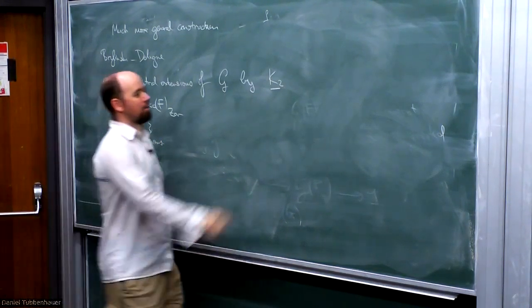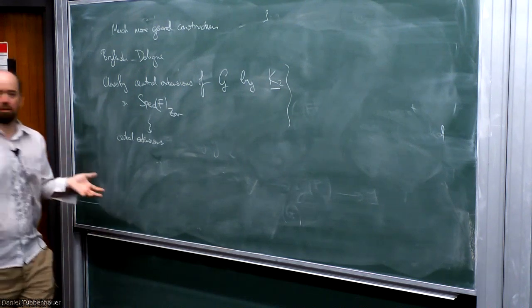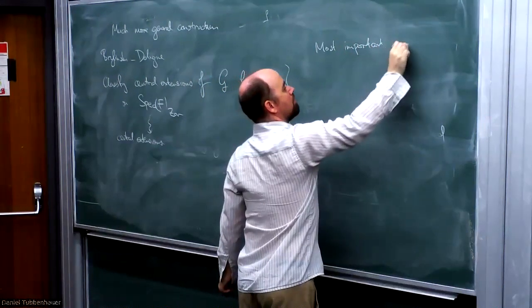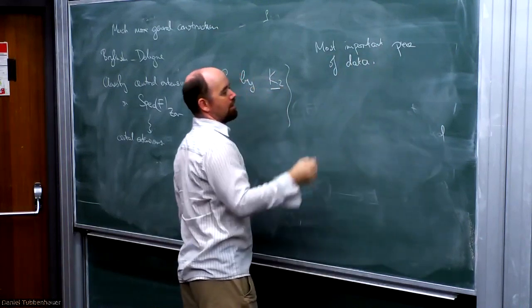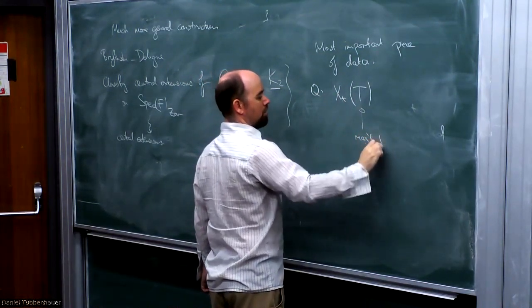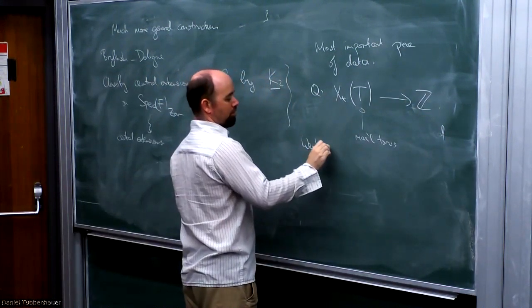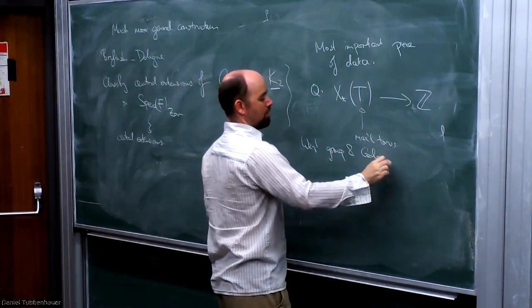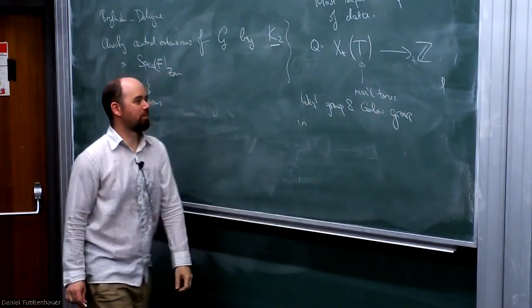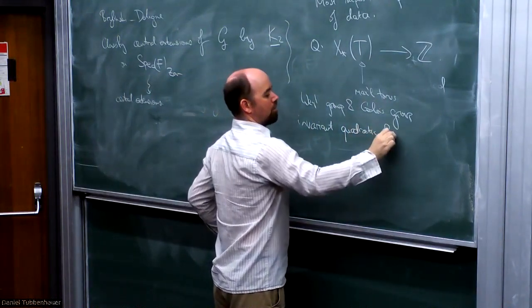In this classification, there are a few pieces of data, and how much data it is depends on how horrible your group is. The best case is always the simply connected semi-simple case. But the most important piece of data is Q, which goes from the cocharacter lattice of T, a maximal torus, to Z, and this should be Weyl group and Galois group invariant. If your group is split, it's just a Weyl group invariant quadratic form.